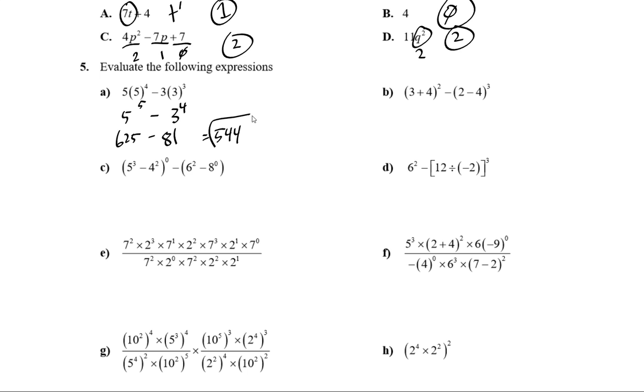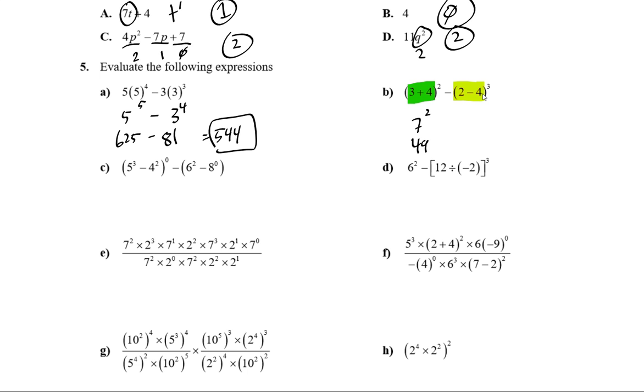For B, 3 plus 4, squared minus 2 minus 4 cubed. First, we need to do what's inside this bracket and what's inside this bracket. Then we need to do the exponent, and then finally we need to do the subtraction in the middle. So first, 3 plus 4 is 7. That still needs to get squared. 7 squared is 49.